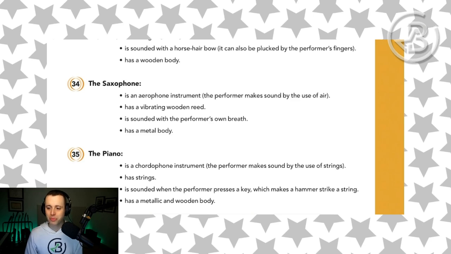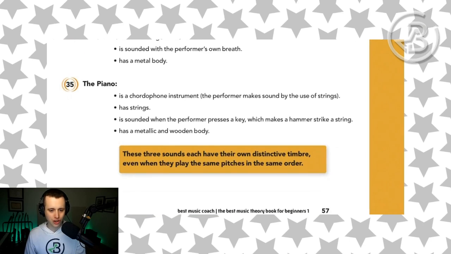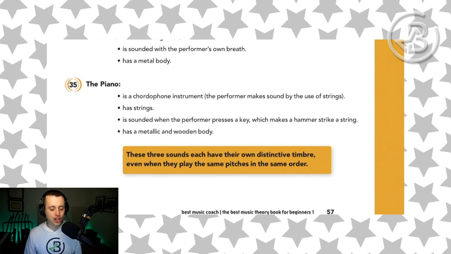Now let's listen to a piano, which is a chordophone instrument that is sounded by striking strings when a performer presses a key and has a metal and wooden body. Oh, so different.